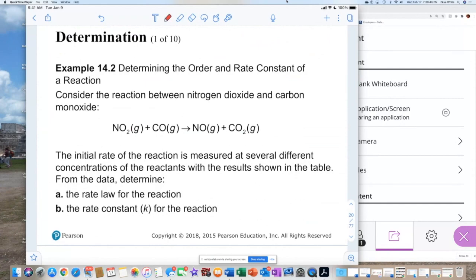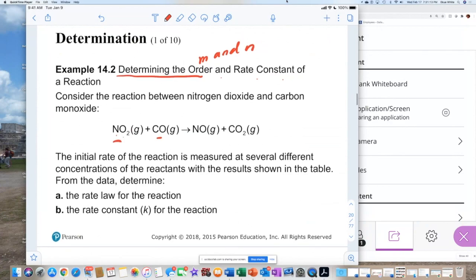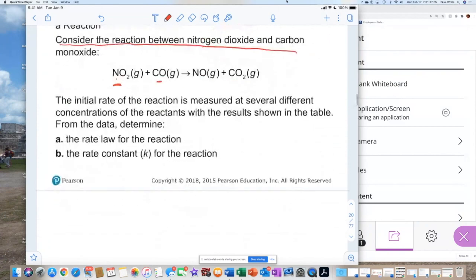So, yeah. Okay. So here it says determine the order. In other words, since we have two chemicals here, M and N, find M and N, and the rate constant of the reaction. As we're looking at this here, it says NO2 plus CO form NO plus CO2. So consider the reaction between nitrogen dioxide and carbon monoxide. So we have these two.